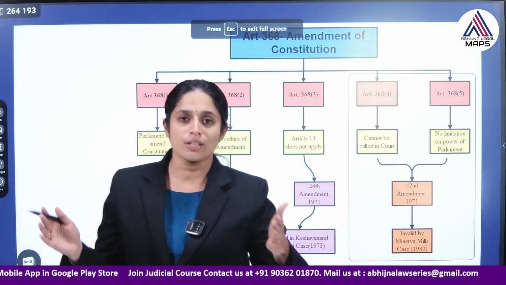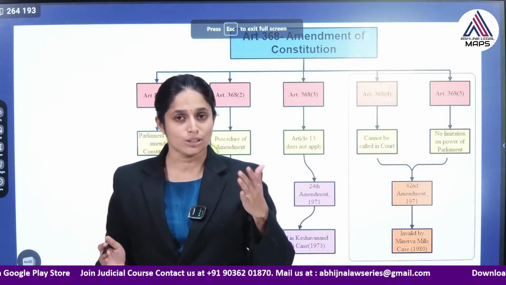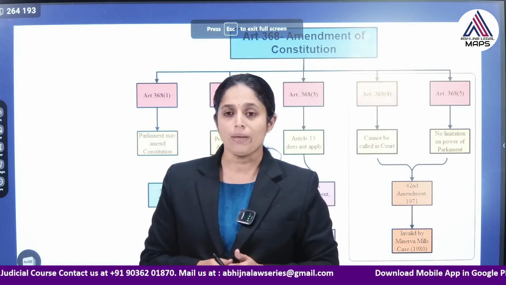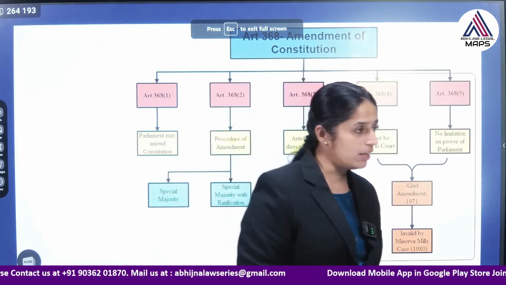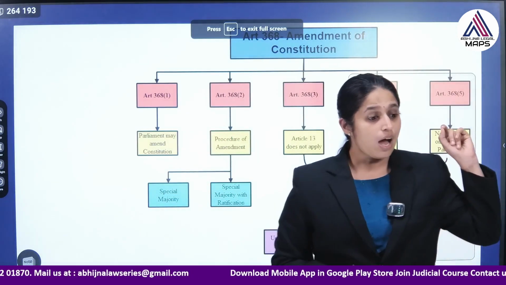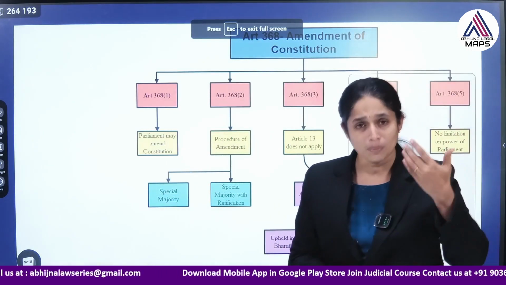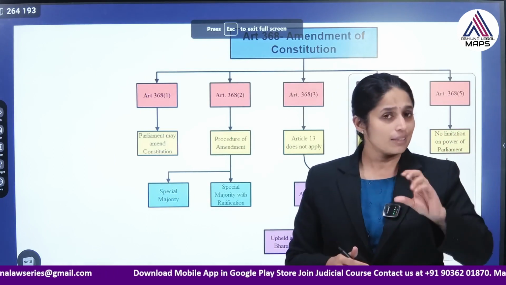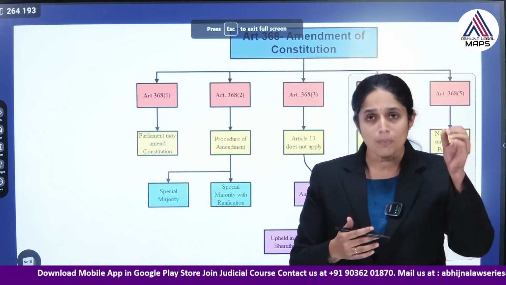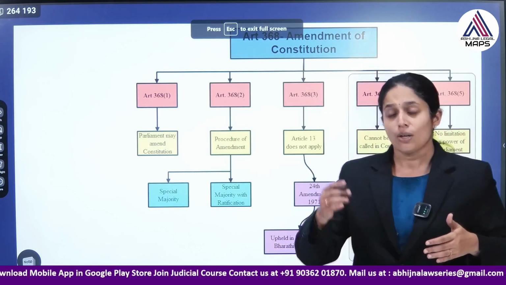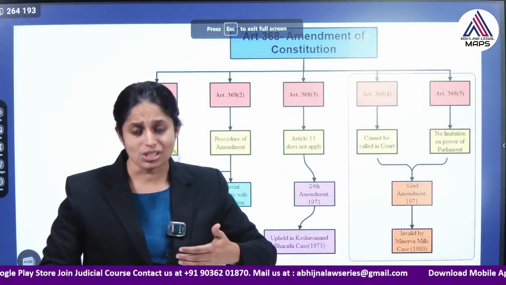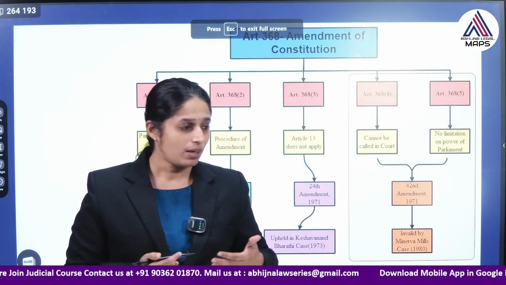Because we have 3 organs, that is legislature, executive and the judiciary. Among these 3 organs of the government, the legislature, the central legislature, the Parliament, is having the power to amend the Constitution. It can be by way of addition or deletion or variation. It could be by any method, but the Constitution was enacted in 1950, so it has to keep in mind the changes needed for the society, right.